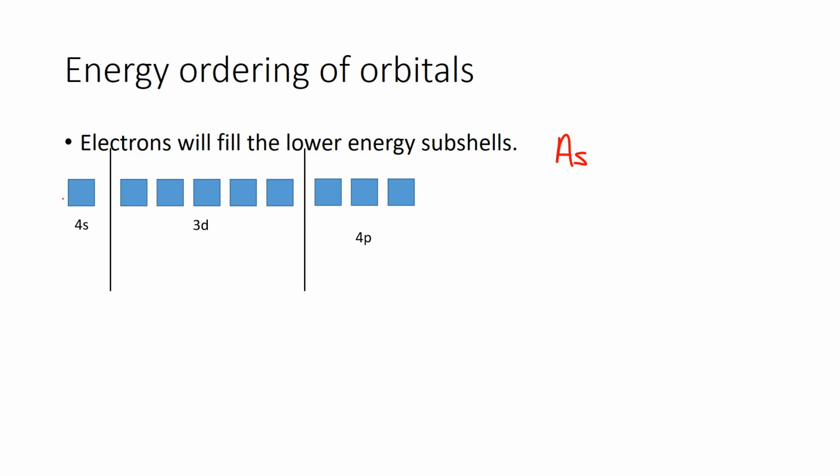Filling this up, I'm past 4s, right? So that means that's completely full. I'm past 3d because I'm past Zn on the periodic table, so that means I've used those 10 electrons. Now, how far am I into the P block? 1, 2, 3. So that means I have to represent 3 electrons in P.